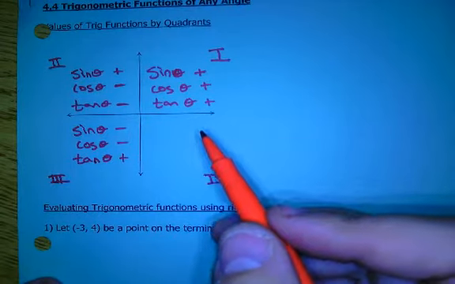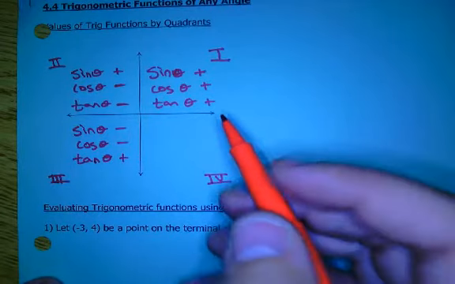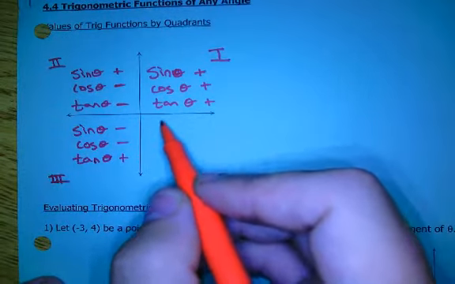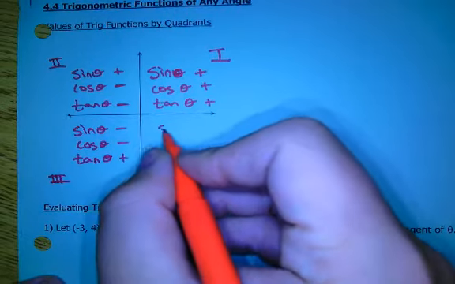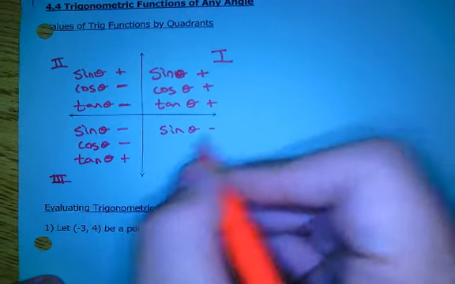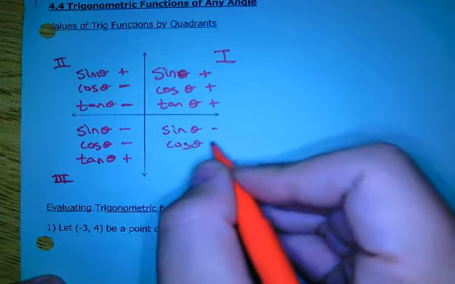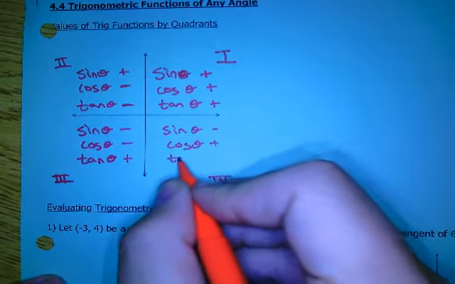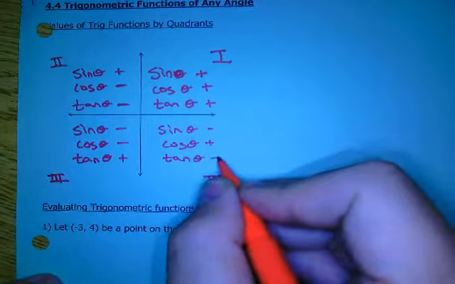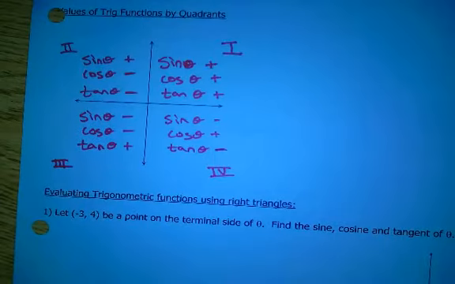And let's go into quadrant 4. This is when our y's are negative and our x's are positive. So we're going to have sine of theta is negative, cosine of theta is positive. You divide those, tangent of theta is going to be negative.